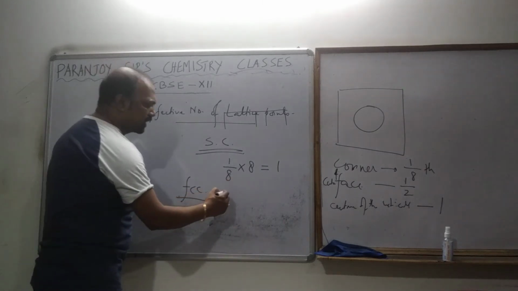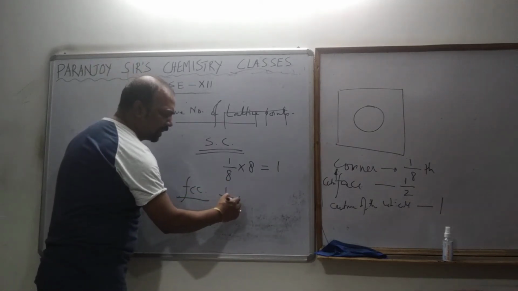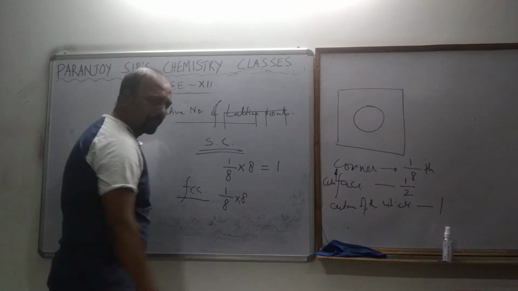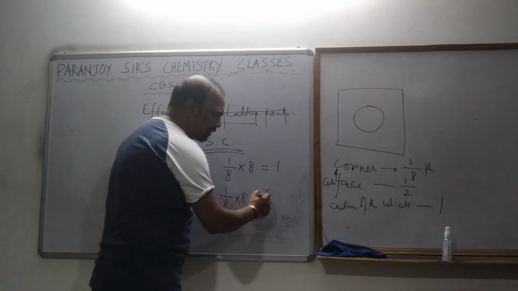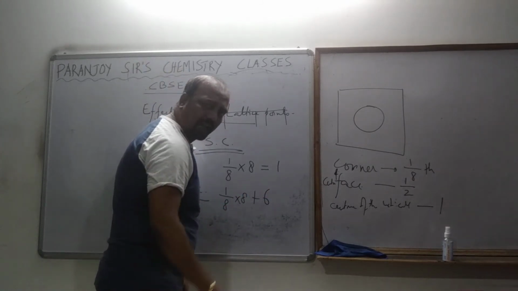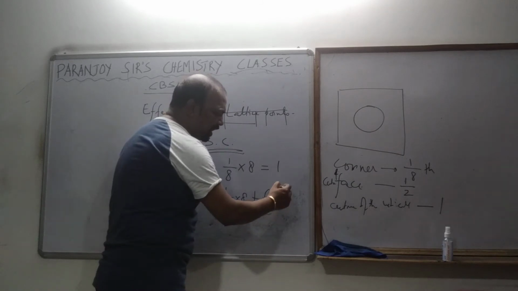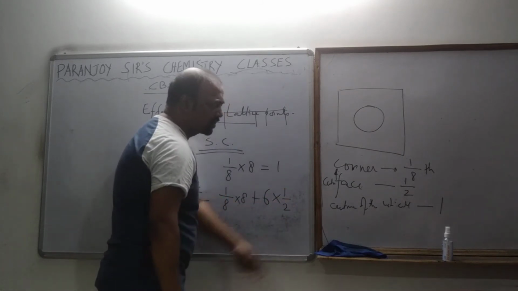So 8 corners, each is giving 1/8, so 1/8 into 8. Plus 6 of them are there in the faces. And how much is each giving? Each is sharing half. The face one, how much is it sharing? We know it.